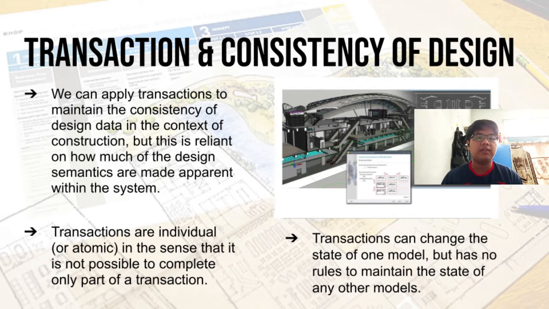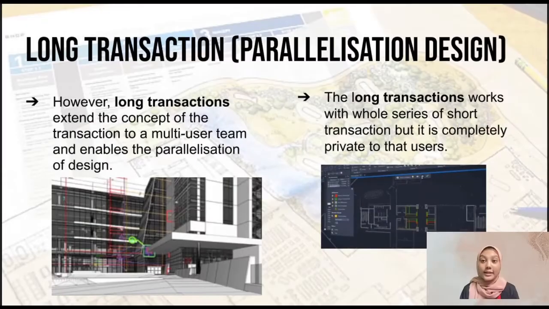In terms of 3D modeling and 2D drawing, transactions can change the state of one model but have no rules to maintain the state of any other models, which means any changes that we make in the 2D drawing will not change the state of the 3D model at the same time. Next, the idea of long transaction and parallelization of design is about maintenance of the consistency of design data. That is the fundamental of this long transaction.